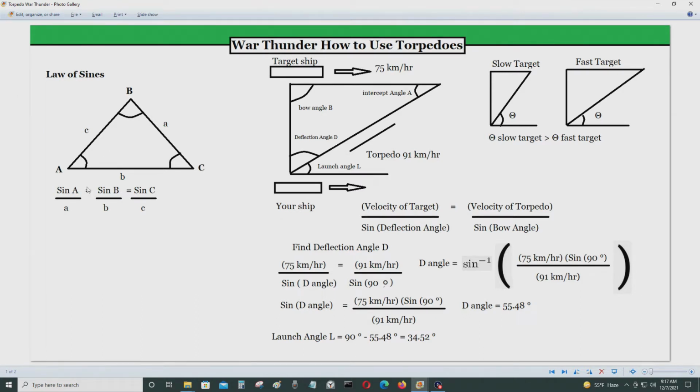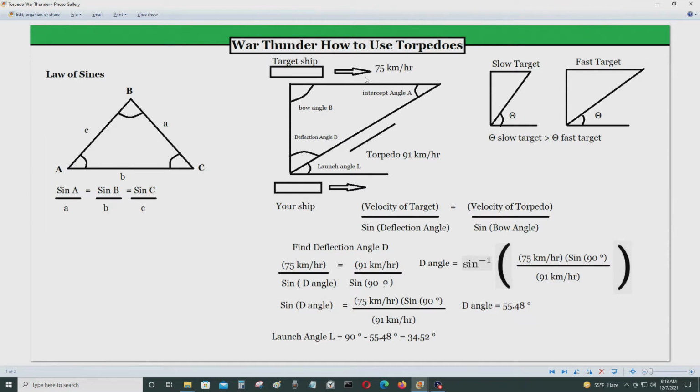So sine of angle A is divided by A. Here, sine of angle B is divided by B, like that. Sine C is divided by C, and that's how it works. So basically, it works for a triangle that is not a right triangle, but any kind of triangle. So there are different scenarios for it.